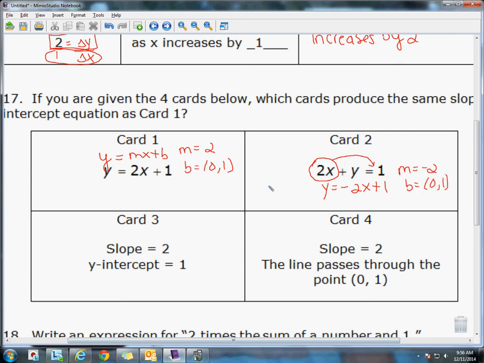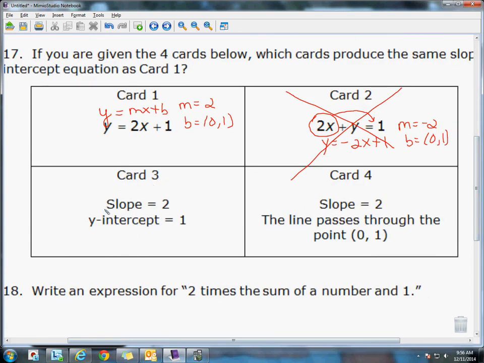So it's asking which ones are the same as card number 1. Well, my slope is not the same, so this is not going to work because my equation is not going to look like y equals 2x plus 1. You have a negative. Card number 3, if I want to write an equation, I have my slope and y-intercept. So if I did in slope-intercept form, I have y equals 2x. My y-intercept is 1 plus 1. That matches this 2x plus 1, so card 3 would work.